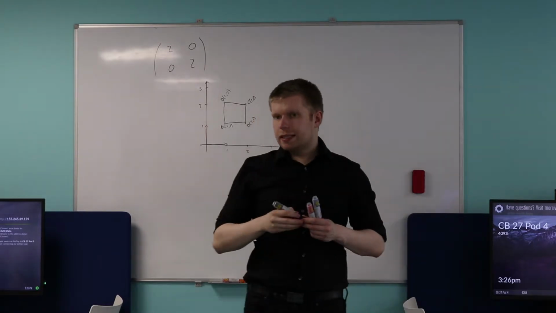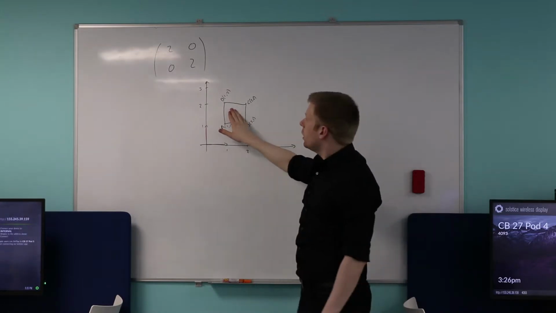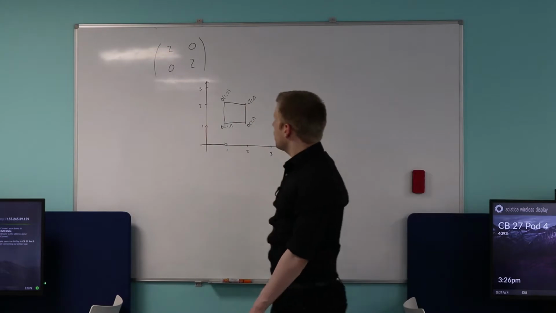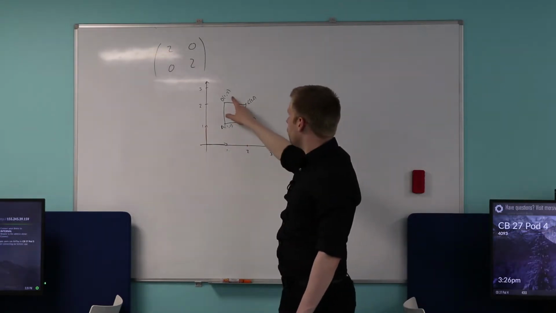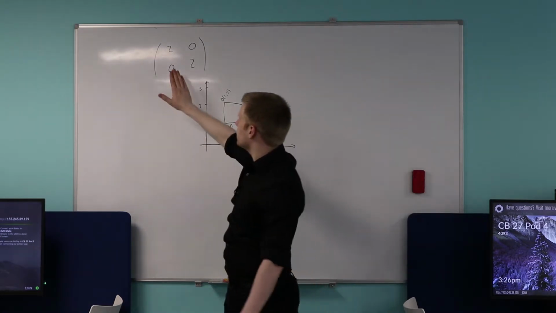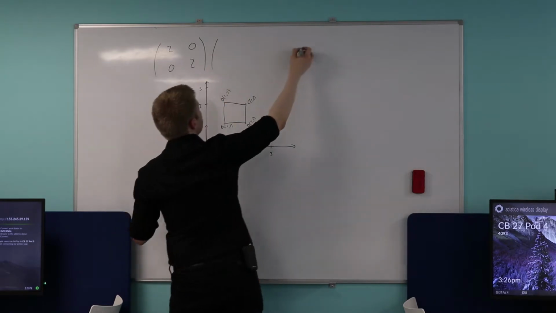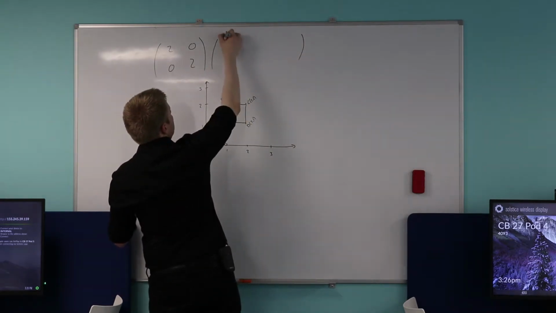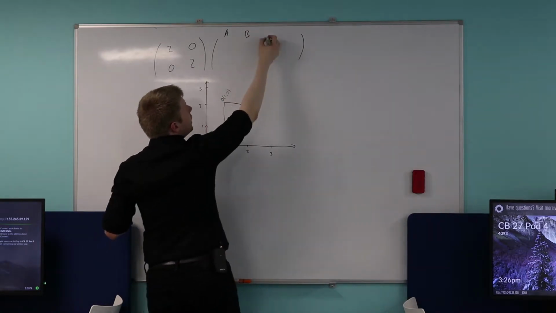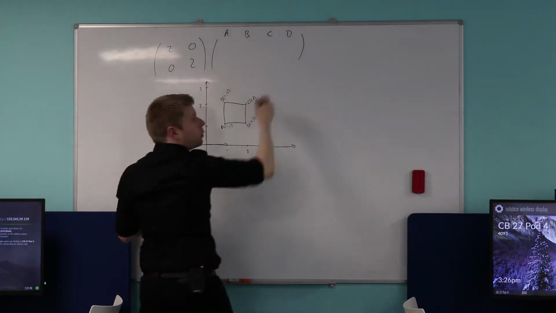All right, so here's what I want you to do. I want you to enlarge this shape by a scale factor of 2 centered at the origin. In other words, I want you to take each one of these coordinates and multiply that coordinate matrix by this. So how would we do that? Well, first of all, we'd write ourselves out a coordinate matrix. So this column would correspond to A, this column to B, this column to C, and this column to D.